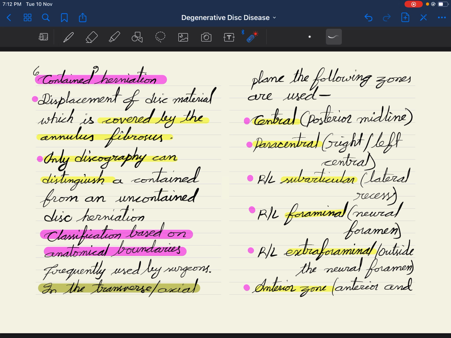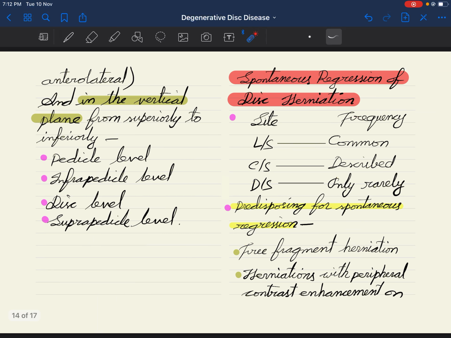Herniation may be in the anterior zone. Anterior zone implies anterior and anterolateral zone. So this is about the transverse section, but in the vertical plane we also classify anatomically from superior to inferior into some subgroups. Herniation may be at the suprapedicle level, the pedicle level, the infrapedicle level, or the disc level.